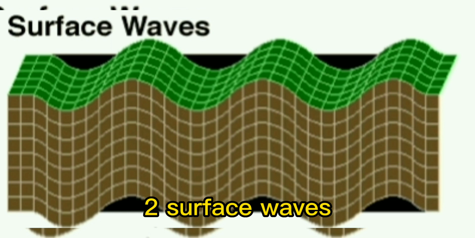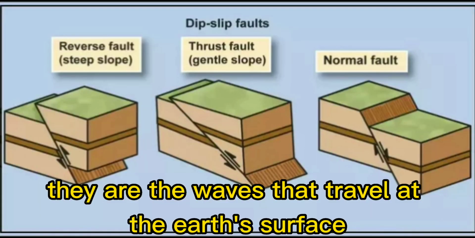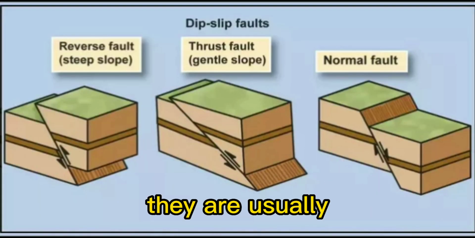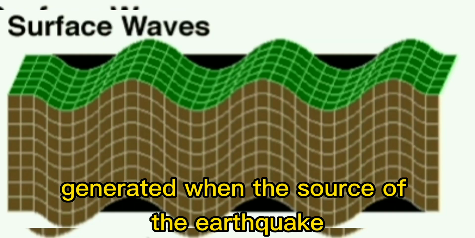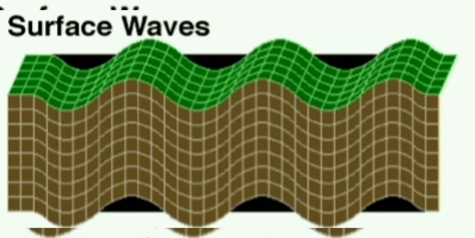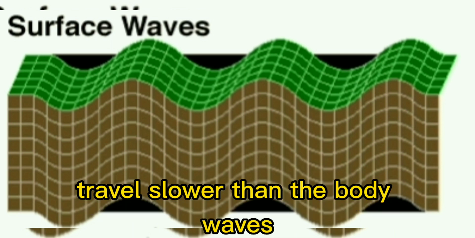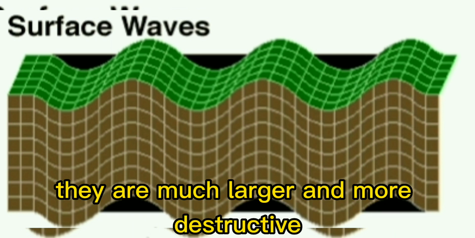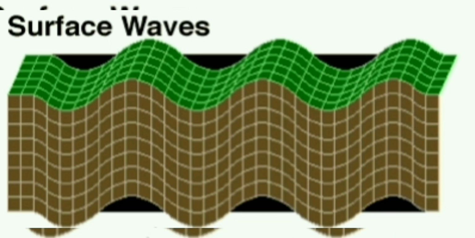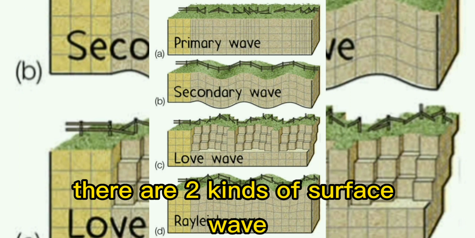2. Surface waves. They are the waves that travel at the Earth's surface. They are usually generated when the source of the earthquake is close to the Earth's surface. Although the surface waves travel slower than the body waves, they are much larger and more destructive. There are 2 kinds of surface wave.